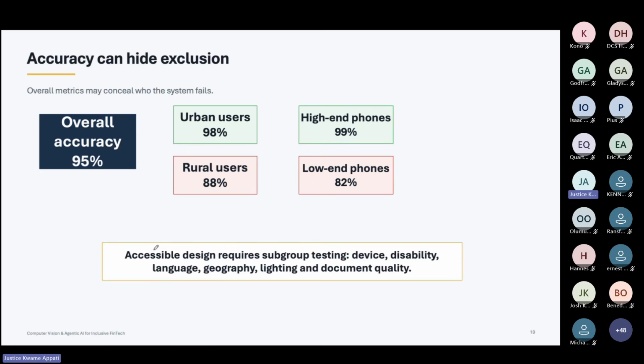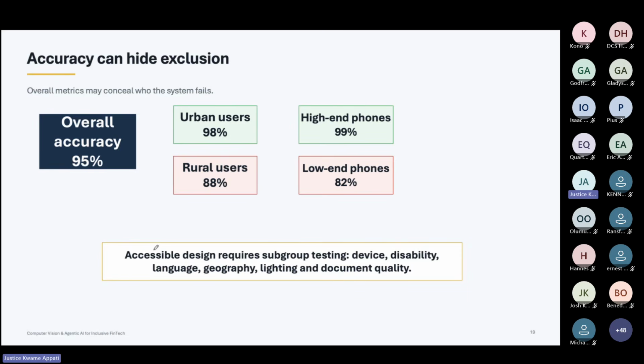Over here, the urbans are green, the rurals are red. Collectively, we are saying we are 95%, which sounds good, as though the rural guys are also enjoying 95%. But the reality is that the rural guys are not enjoying what you are predicting or what you are reporting.